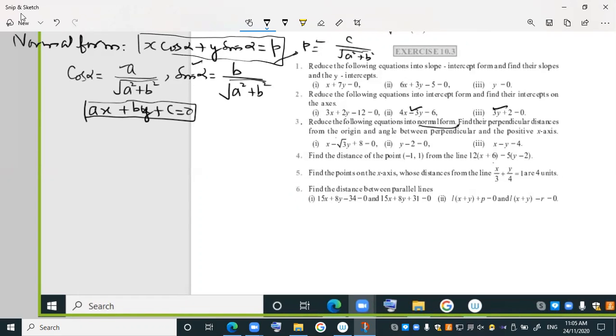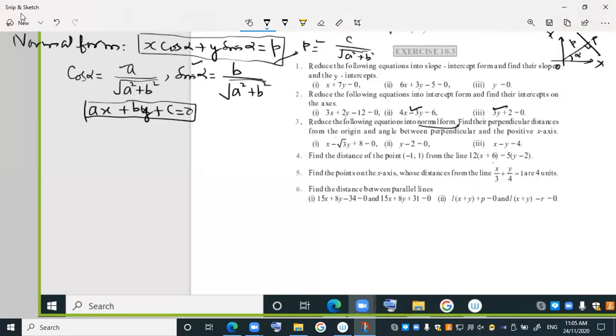And what is normal form? Normal form is the form where the perpendicular from the origin on the line has length p, and that perpendicular is making angle alpha. If you remember, this was the normal form. This is the x-axis and this is the y-axis. If a line is here and you drop a perpendicular from the origin to this line, and this is OP, this distance is small p, and this is the angle which the perpendicular makes with the positive direction of the x-axis.